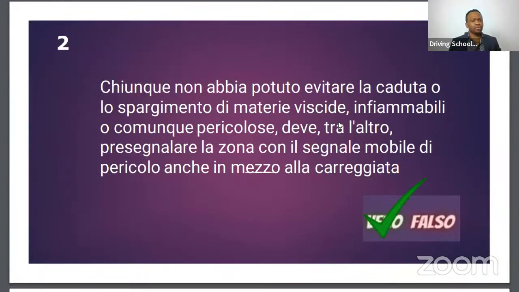Anybody that is not able to avoid the falling out of goods, maybe dangerous goods, slippery goods, flammable or whichever goods, must try in any way to make sure he or she signals that part of the carriageway with a triangular mobile sign in order to make other road users understand that there is danger in that particular stretch of road. So the answer is vero.